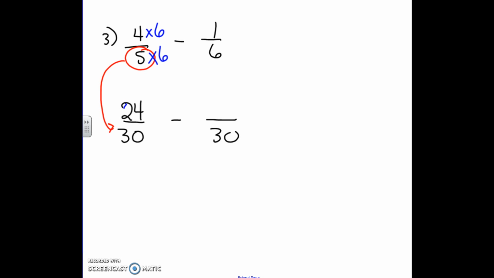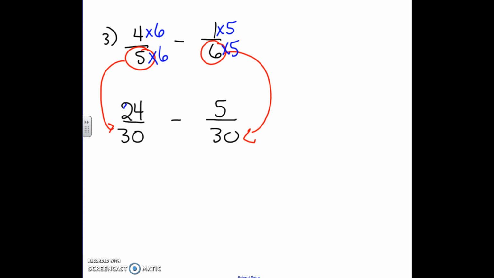Now do the other fraction. What do we need to multiply 6 by to change it into 30? I believe that 6 times 5 gives me 30. So if I multiply the denominator by 5, I'm going to multiply my numerator by 5. 1 times 5 is 5.